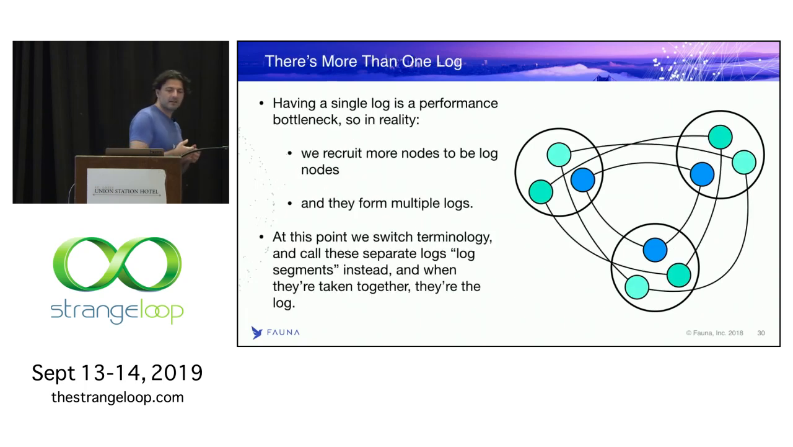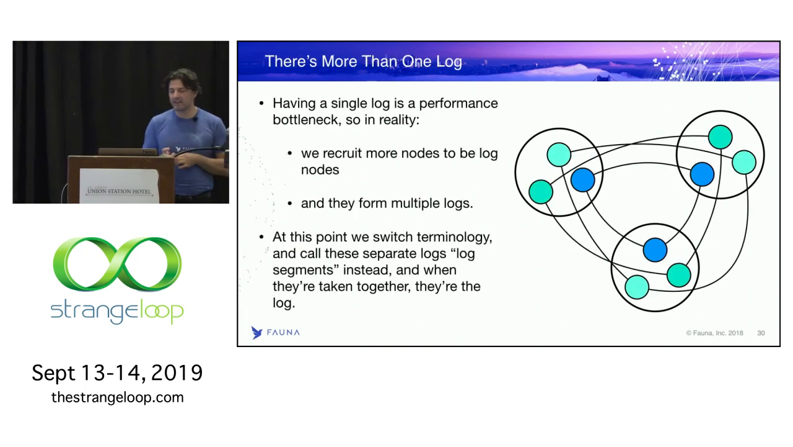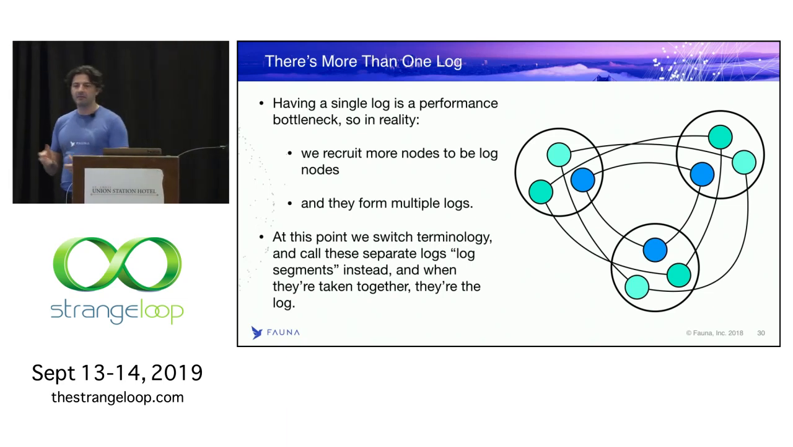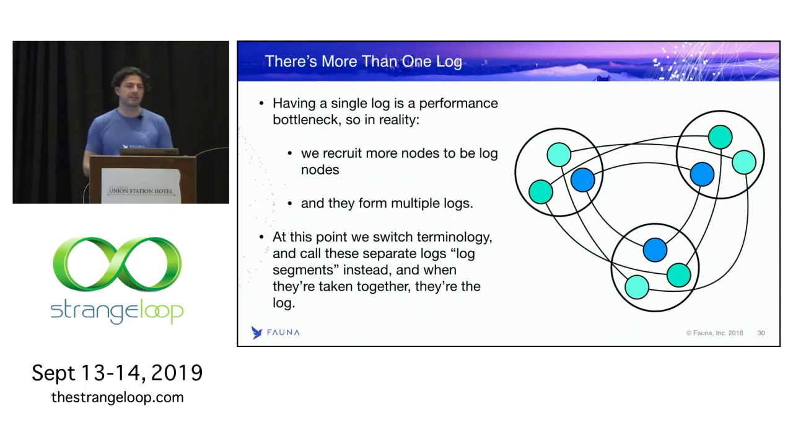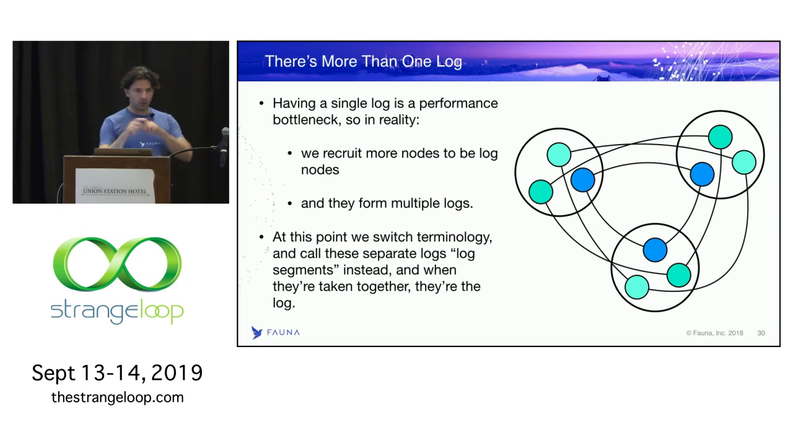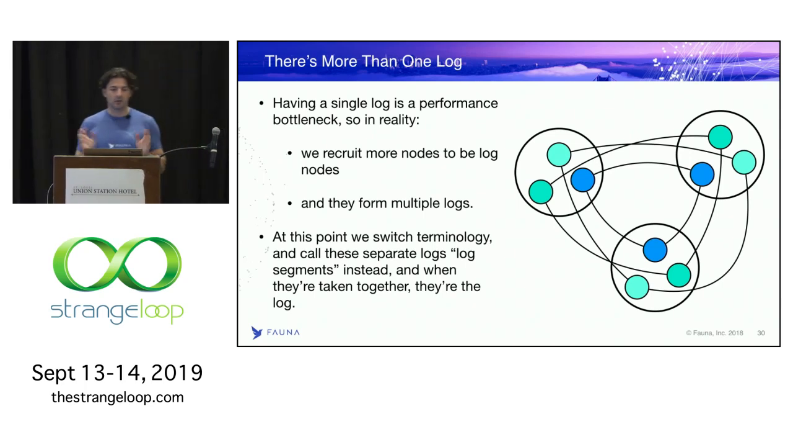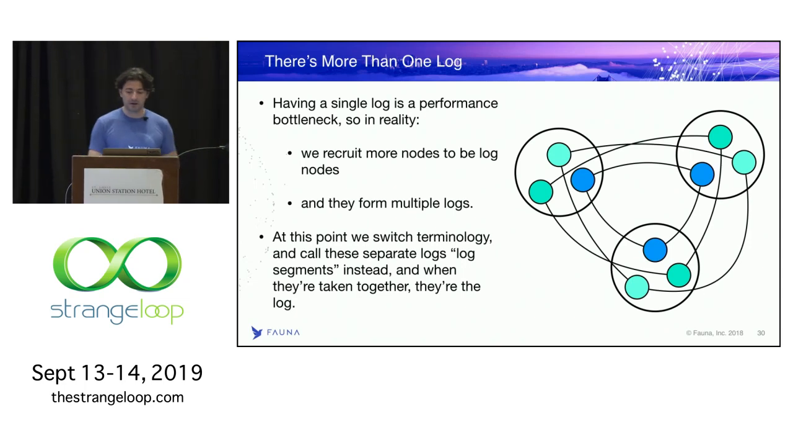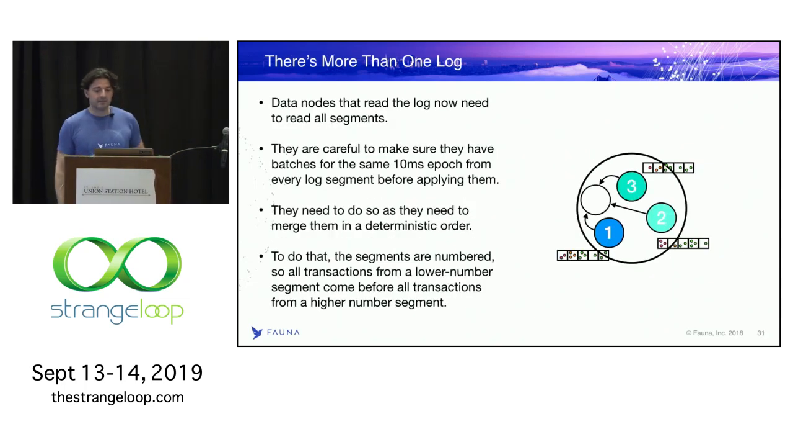Having a single node log would be a performance bottleneck. In reality, we always recruit more nodes to be log nodes, and they will form multiple Raft rings. So they will form multiple logs. At this point, we typically switch terminology and say that each of those rings is a log segment, and when they are taken together, they are the entirety of the log, which actually leaves you with a bit of a problem, because now you need to merge these deterministically.